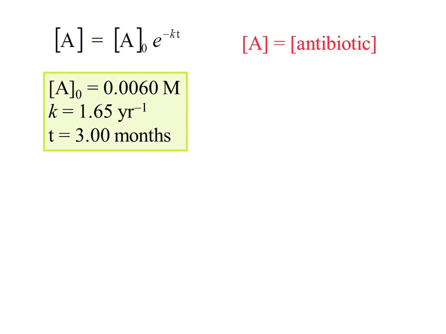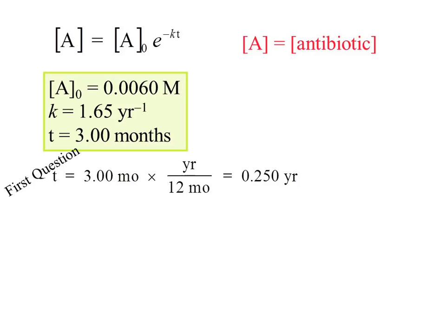So right away we have a time issue, right? Because our K is in per year and our time is in months. So we got to either go the months to a year or the year to a month. So I'm going to go from those 3 months, I'm going to scale that up to a year. So an exact relationship is there's 1 year is exactly equal to 12 months. So scaling up my time of interest, that 3 months makes sense. It's a quarter of a year, right? 0.250 years.